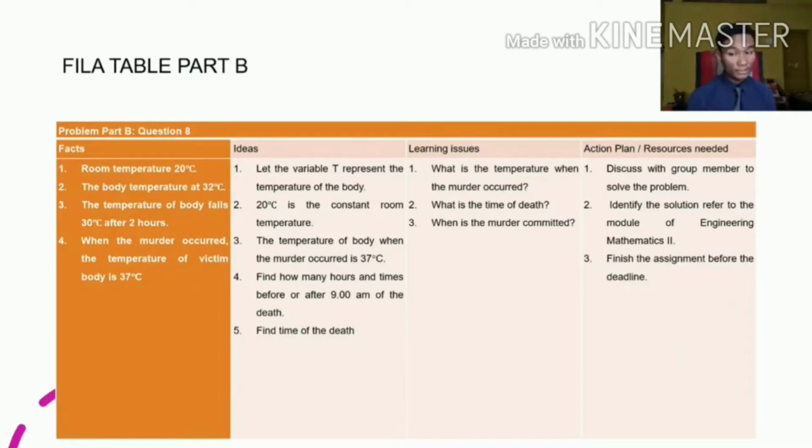Without further ado, let's begin. As we all know, Phyla tables are separated into four parts, which are facts, ideas, learning issues, and action plan or resources needed. Let's begin with our first fact, which is here.